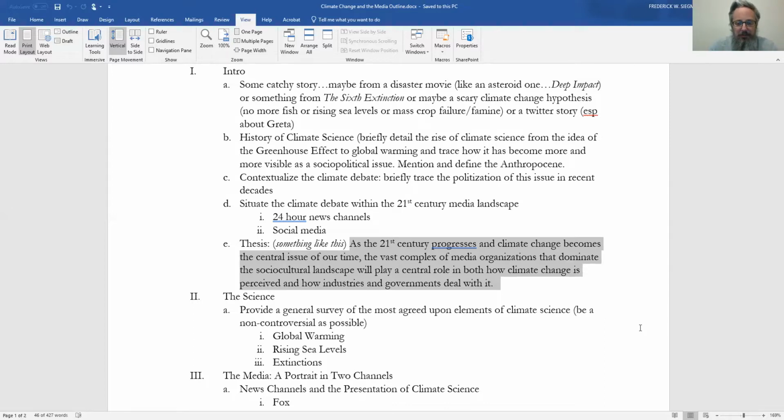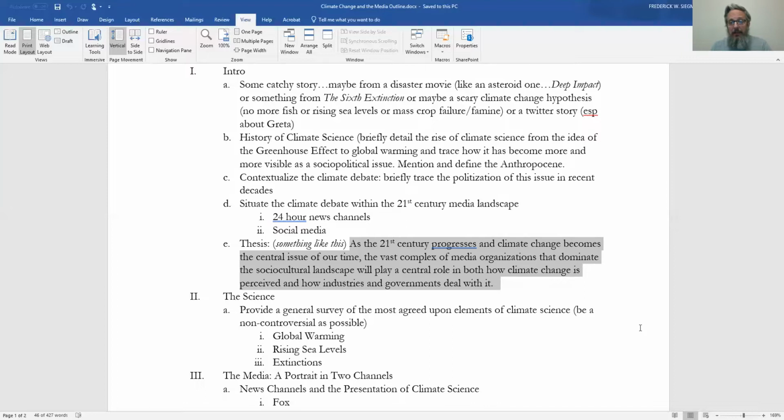As the 21st century progresses and climate change becomes the central issue of our time, the vast complex of media organizations that dominate the socio-cultural landscape will play a central role in both how climate change is perceived and how industries and governments deal with it. In that thesis, I have to show that climate change is a thing people are talking about. Whether you agree or disagree is irrelevant to my argument. It's the fact that people are talking about it. It's becoming a central issue. People are yelling about it at each other. And the way this debate happens is determined by various media outlets and organizations.